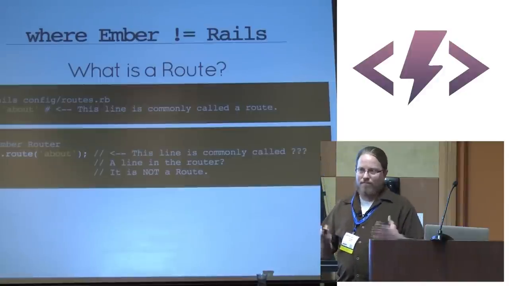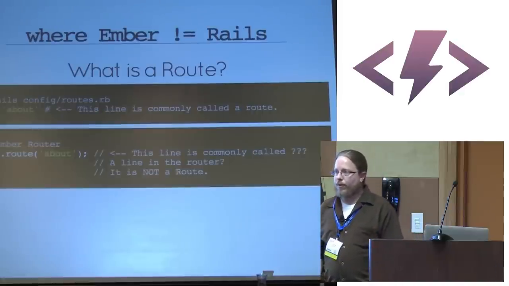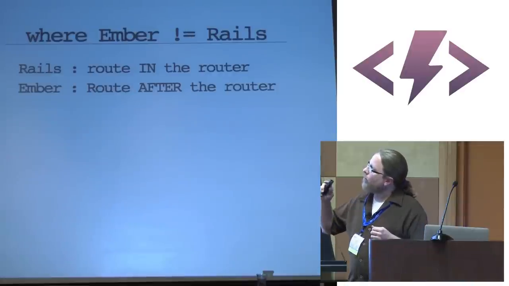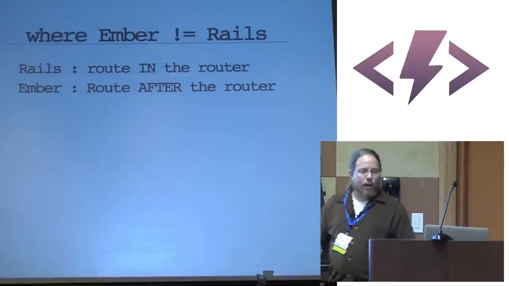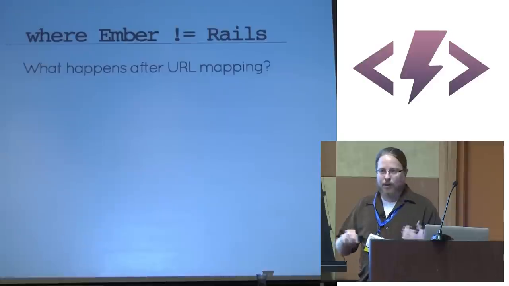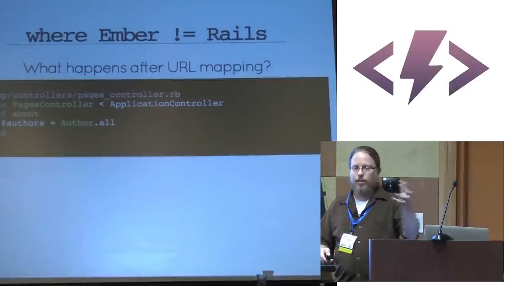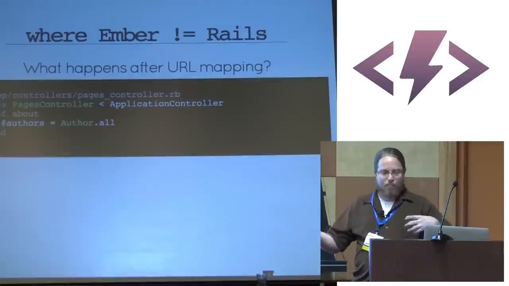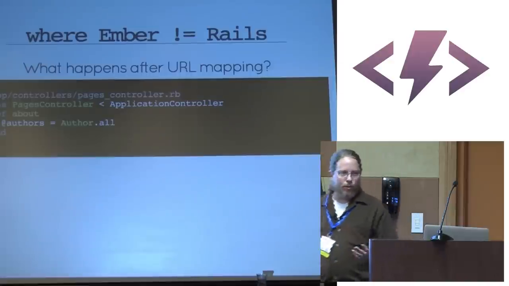And so understanding that difference is one that you're going to want to come to grips with pretty early in your learning about Ember. So the difference being that in Rails, a route is in the router. It is part of the router. And in Ember, the route is something that happens after the router. And so what I mean by that is what happens after URL mapping. And in Rails, as soon as the URL is mapped, it gets sent off to an action within a controller, right? That's where you're going to pull something out of the database, do data setup for the thing that you're about to render to show the user.